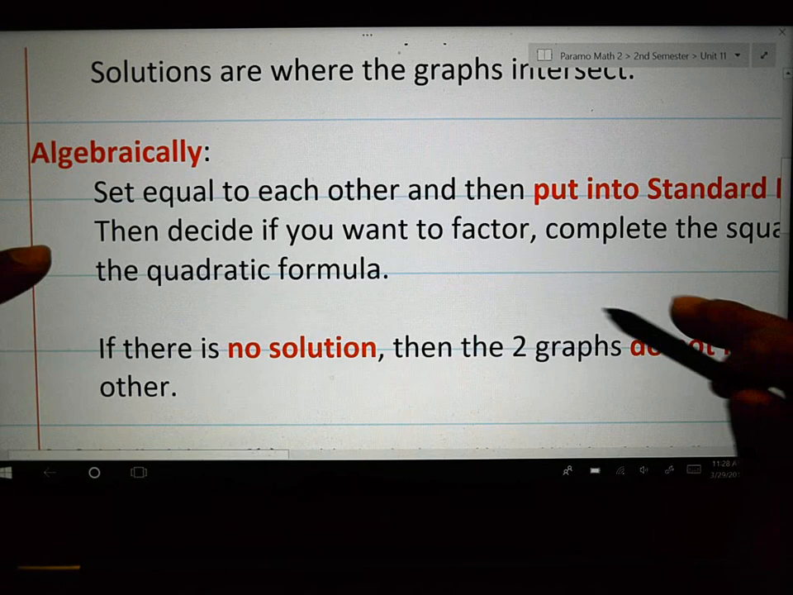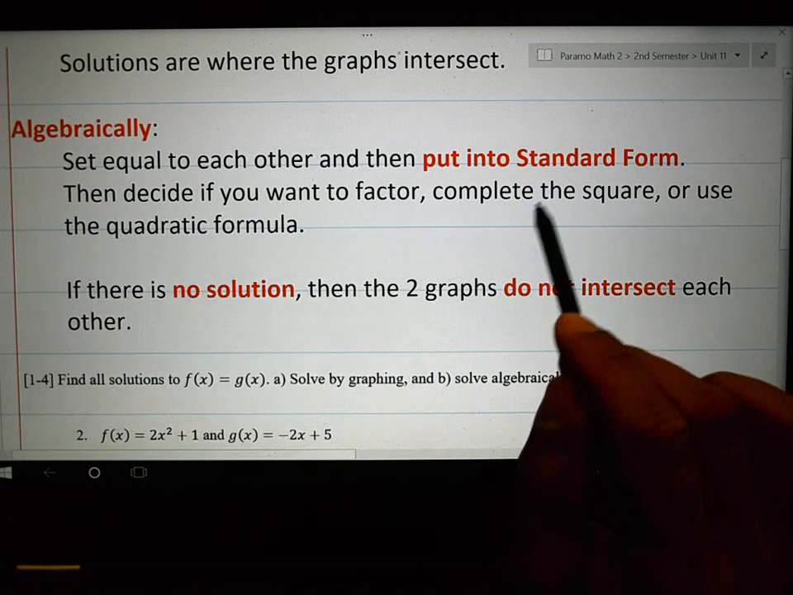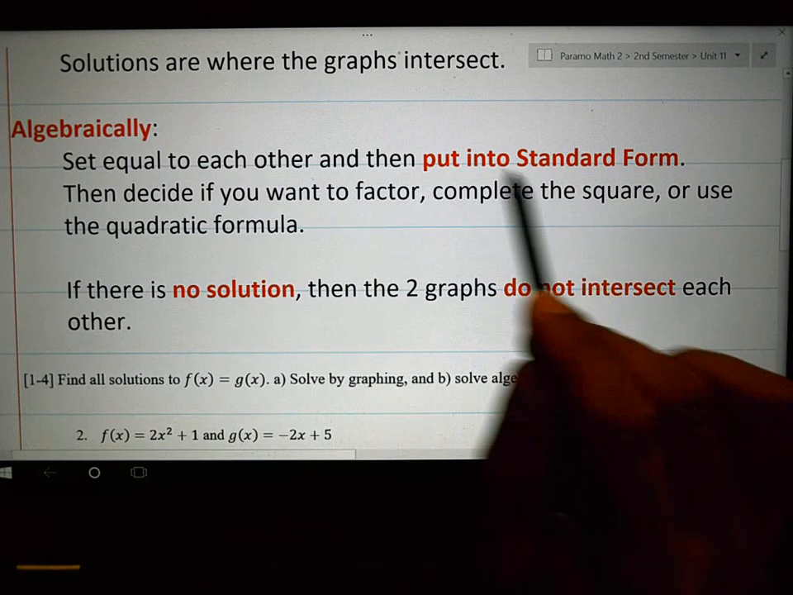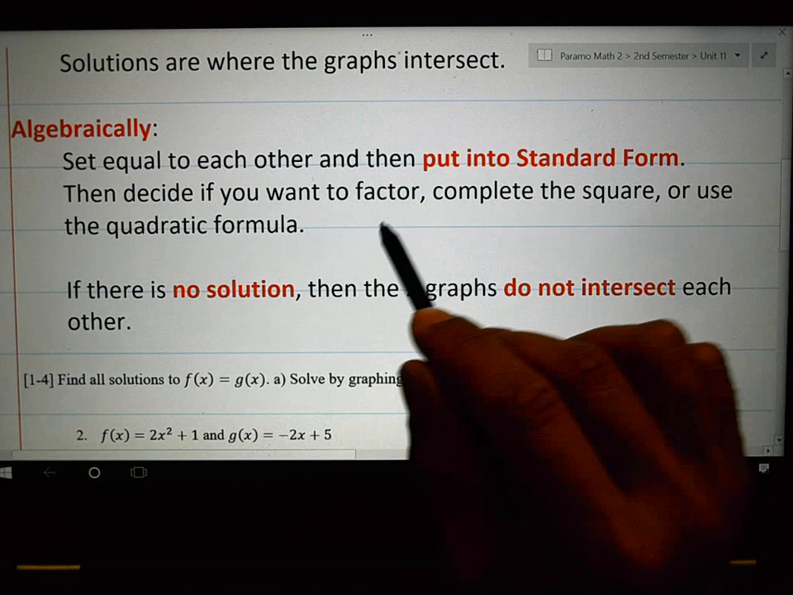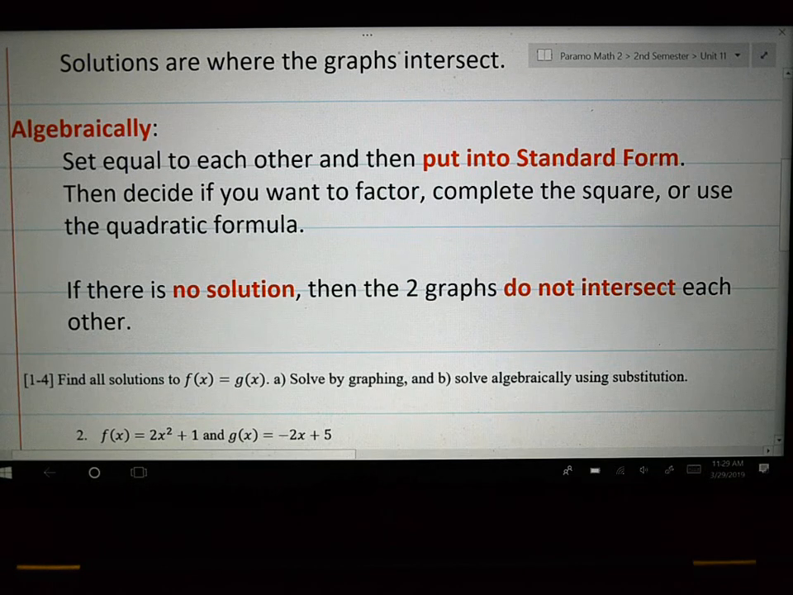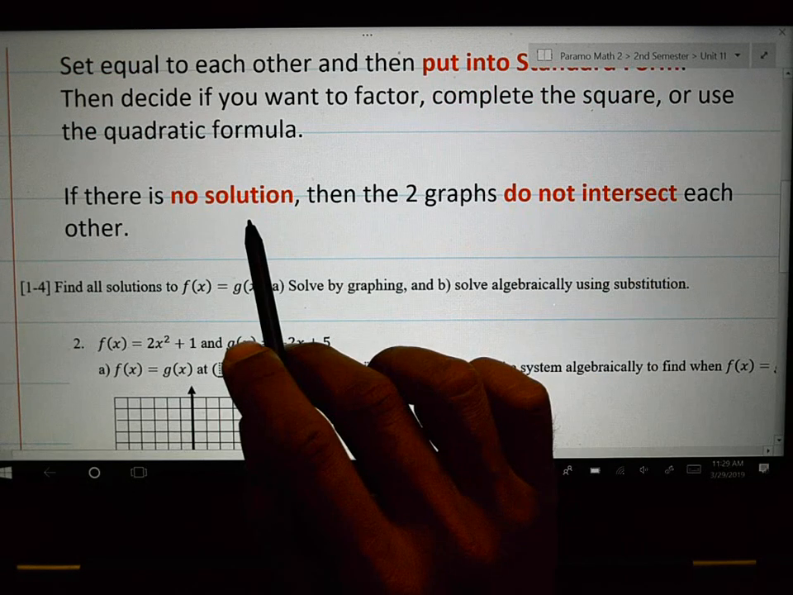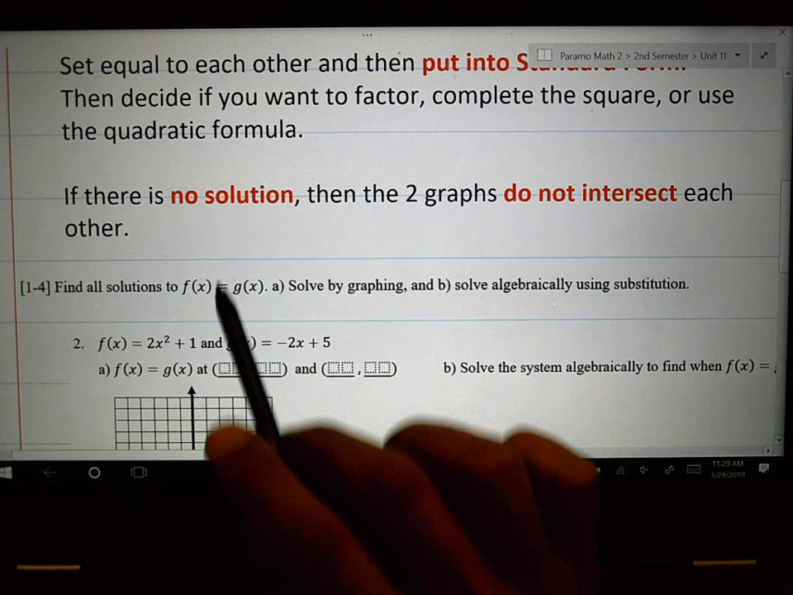The second thing that we're going to do is we're going to do this algebraically. Make sure that they are equal to 0. You're going to set the two equations equal to each other. You can then choose to factor or complete the square or use the quadratic formula just like you did in section 6.